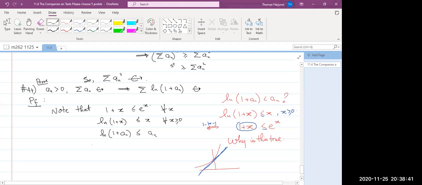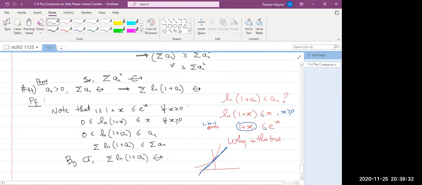Okay, therefore, at the same time, this is positive, at least non-negative, because 1 plus a sub n is greater than or equal to 1. So we get terms that are positive, at least non-negative. Therefore, the series here is bounded above by something convergent. By the comparison test, this series is convergent.